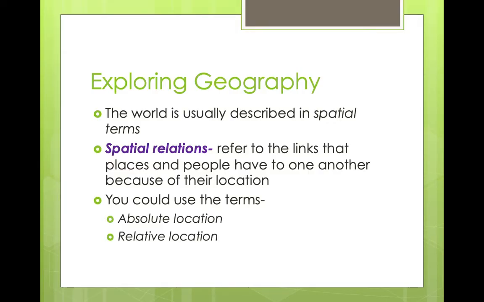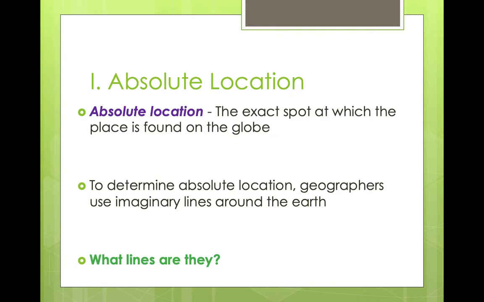So the world is usually described in terms of spatial terms. When we talk about spatial relationships, we're referring to the links that places and people have to one another because of their location. Sometimes we talk about an absolute location, sometimes we talk about a relative location. Absolute locations are the exact spot at which the place is found on the globe.